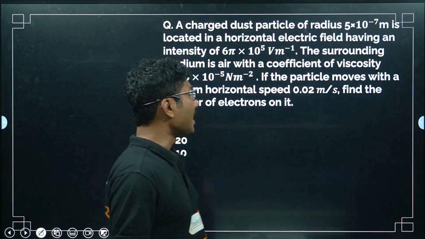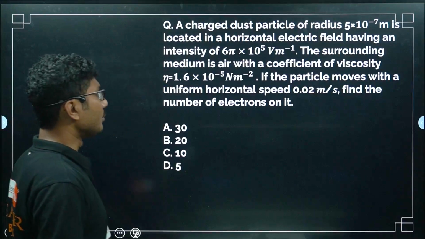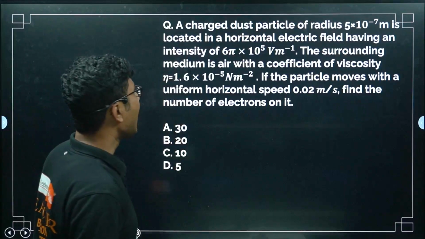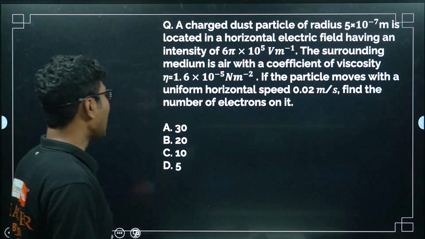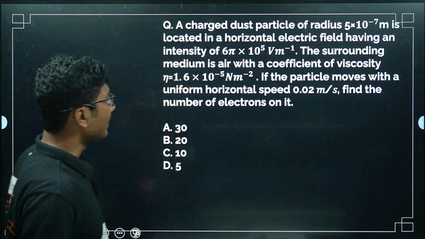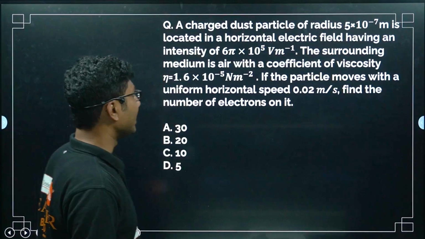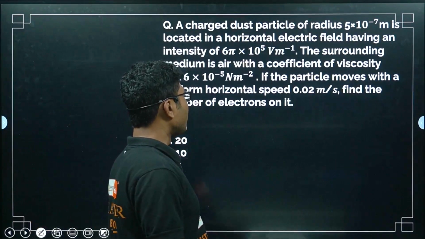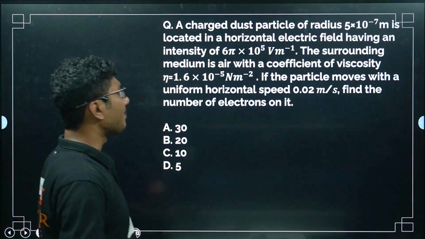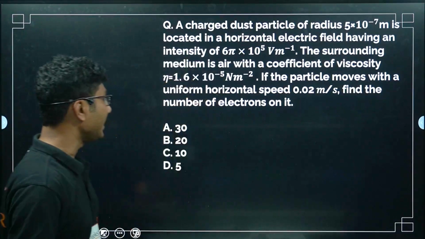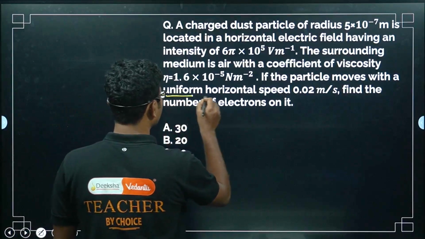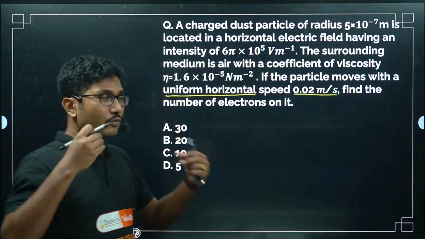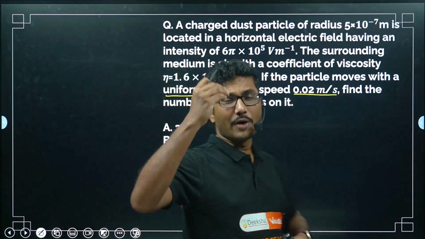A charged dust particle of radius 5 times 10 to the power of minus 7 meter is located in a horizontal electric field having an intensity of 6 pi times 10 to the power of 5 volt per meter. The surrounding medium is air with the coefficient of viscosity eta equals 1.6 times 10 to the power of minus 5 Newton per meter square. If the particle moves with a uniform horizontal speed, so this is a very important thing, that it is moving with a uniform horizontal speed and the value is 0.2 meter per second. So from now on, I hope that you have the question paper with you.